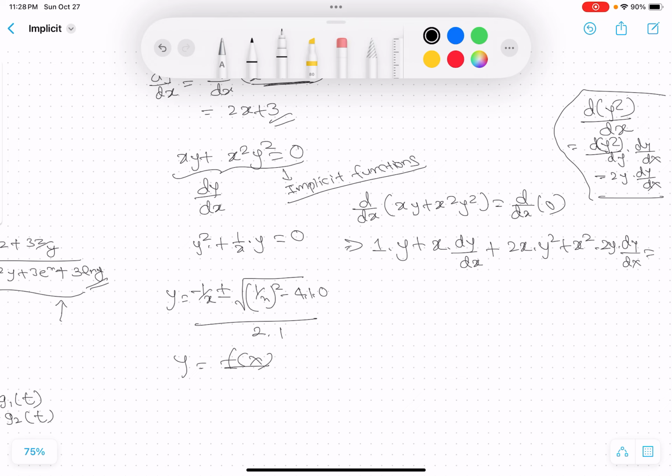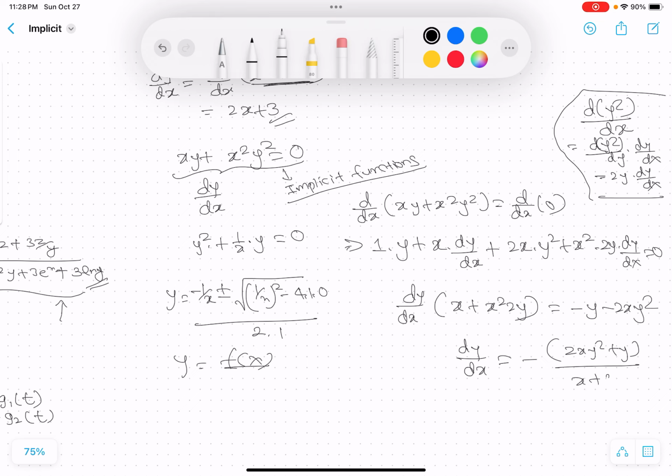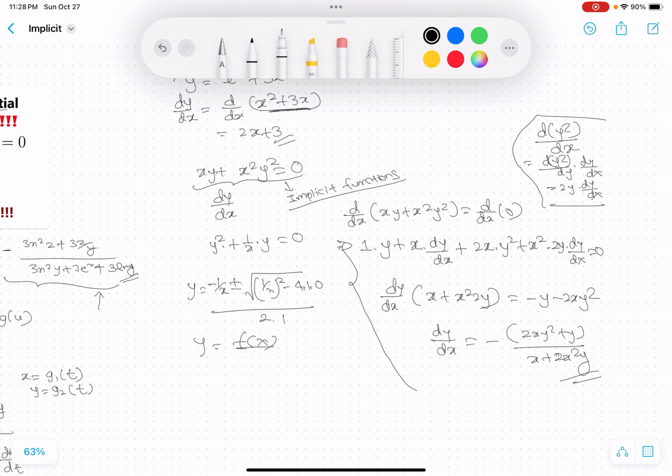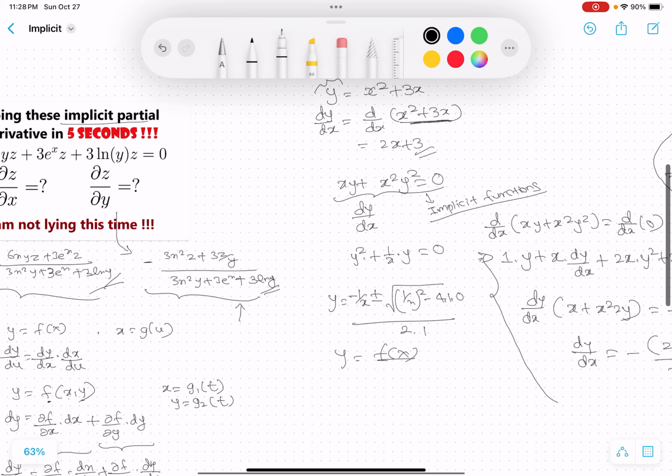Now we just arrange the terms with dy by dx, and this becomes x plus x square 2y is equal to minus y minus 2x square y. So dy by dx becomes minus of 2xy square plus y divided by x plus 2x square y. So we definitely get the answer, but this was too long, right? This was too complicated. So to simplify this very problem, we will make some new formulas.